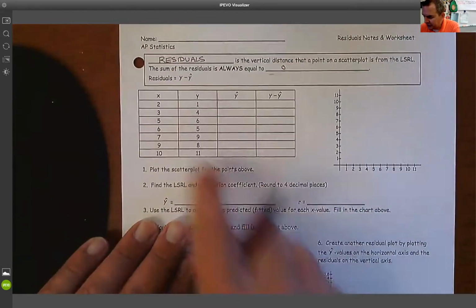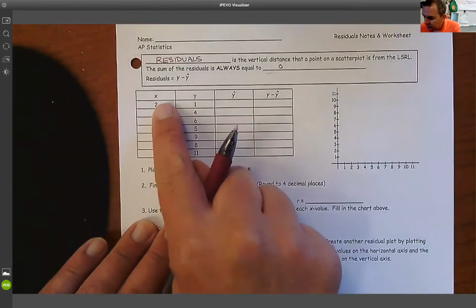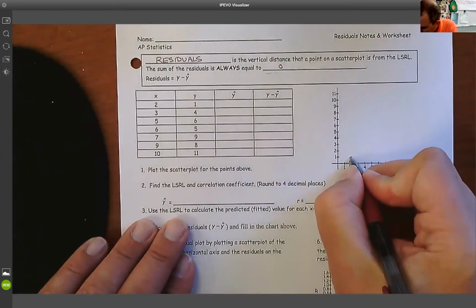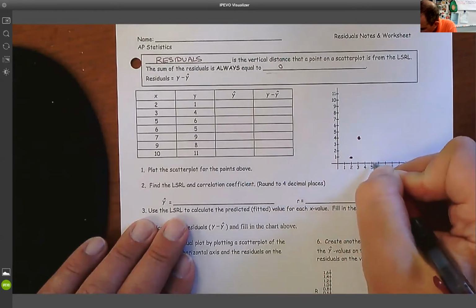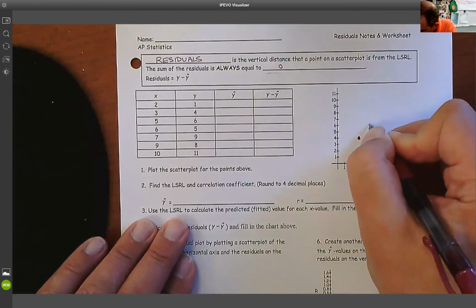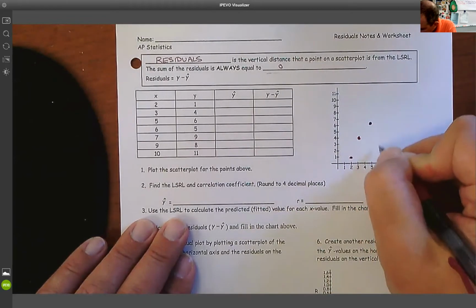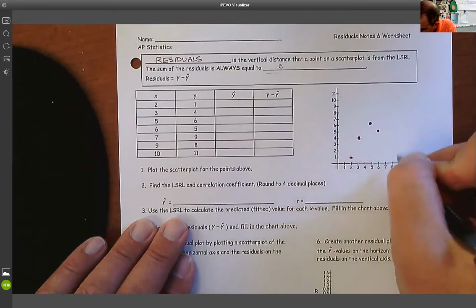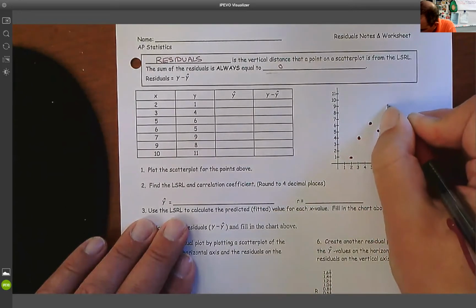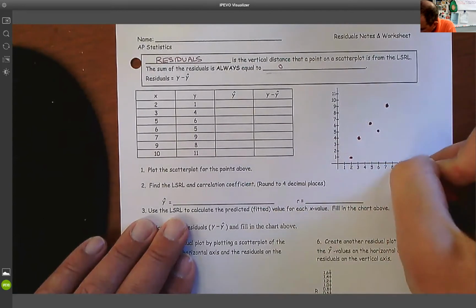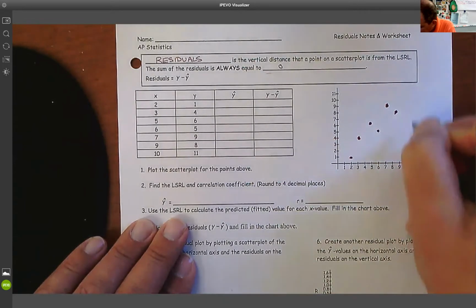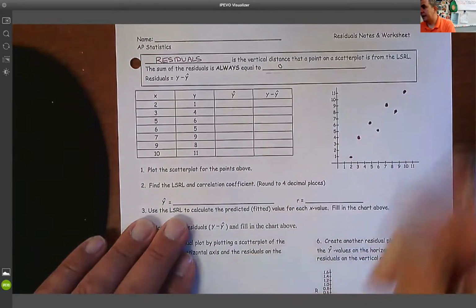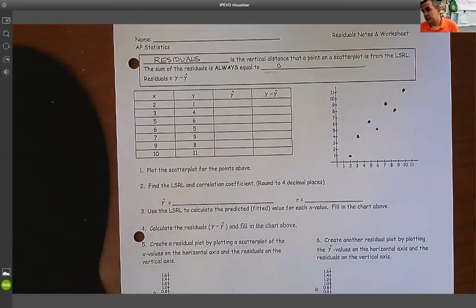So imagine we had this curve, if you will. We have a point at (2, 1), one at (3, 4), (5, 6), (6, 5), (7, 9), (9, 8), and then (10, 11), so at the top here at 11. So we can see there's definitely a positive association here. What we're going to do is a quick LSRL.